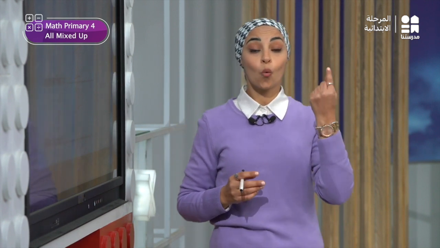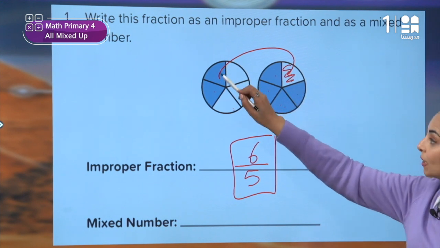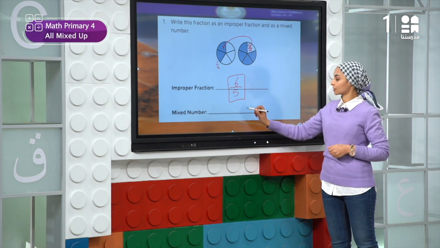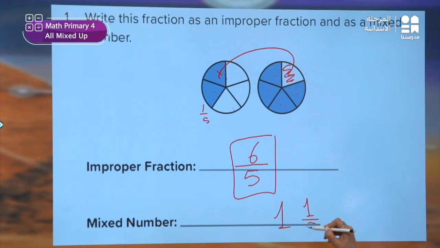Now I want to convert this improper fraction to a mixed number. We will shade a whole circle and a part of another circle. Now we have one whole and one part of the second circle, right? If I take this part and put it here, I have one whole and 1 over 5, right? So my mixed number is one whole circle and one part out of 5, and this is the mixed number.